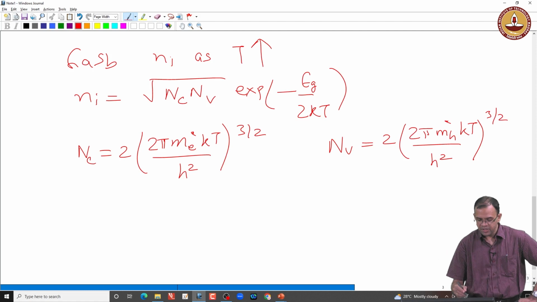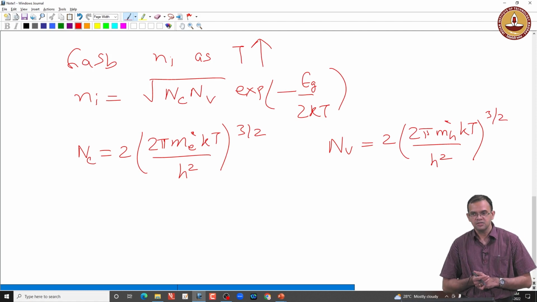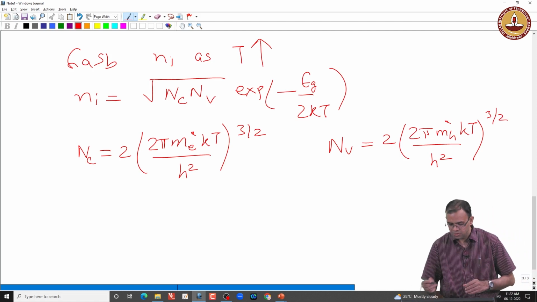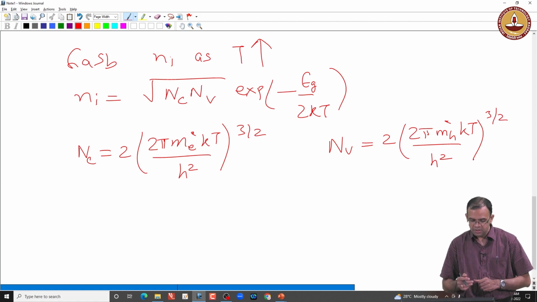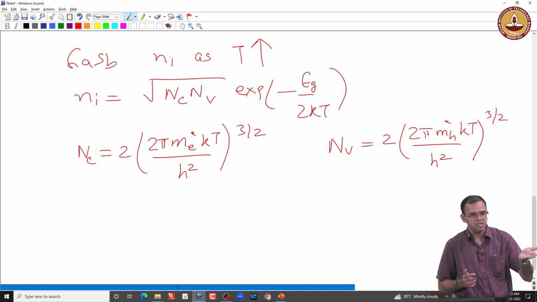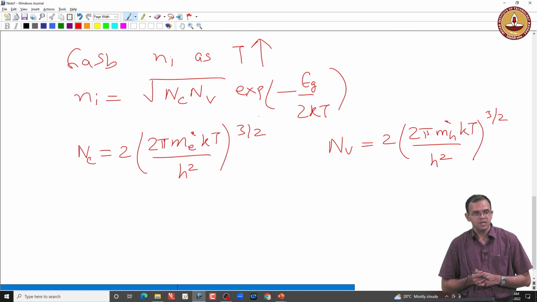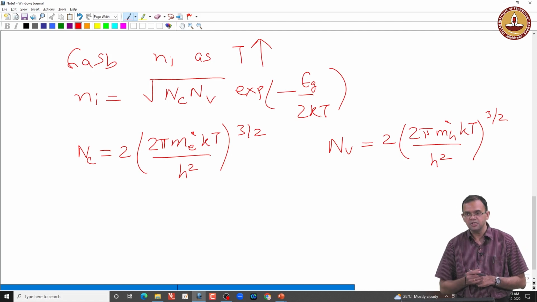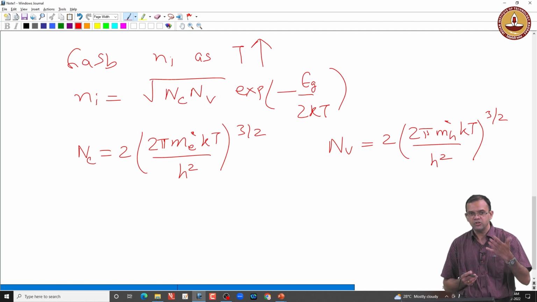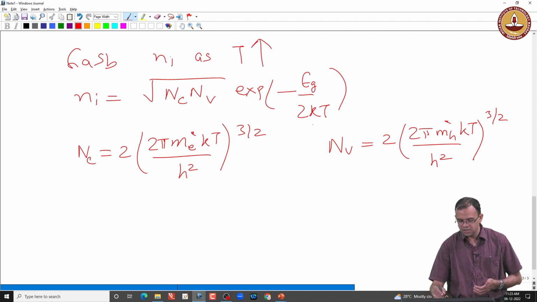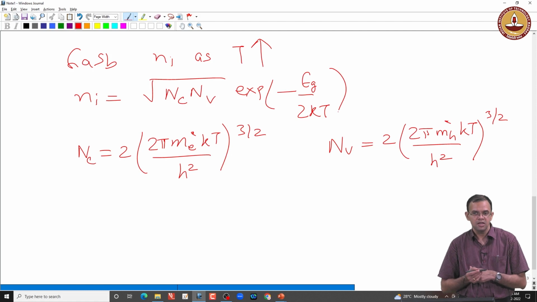So both of these have a temperature dependence. Both Nc and Nv also change with temperature. Typically when I increase temperature, what's going to happen to Nc and Nv? They will also increase, right? Because you have a temperature term here. In this exponential term, the temperature is in the denominator and it's also negative. So again, as temperature increases, this term will also increase.